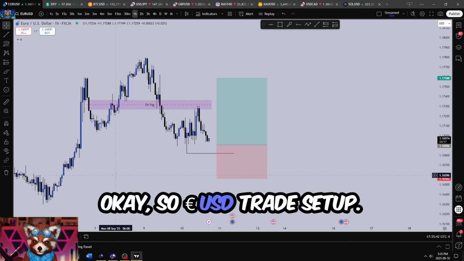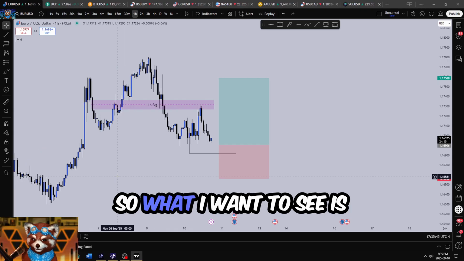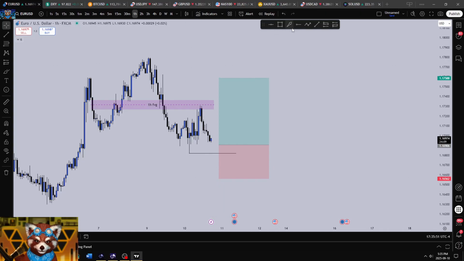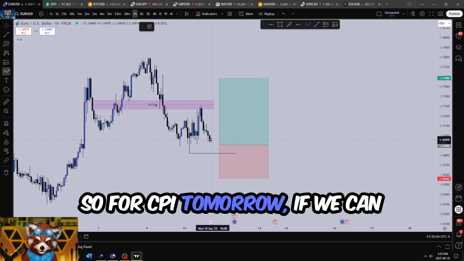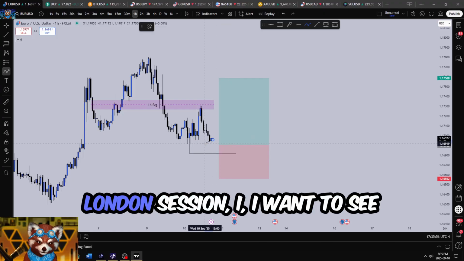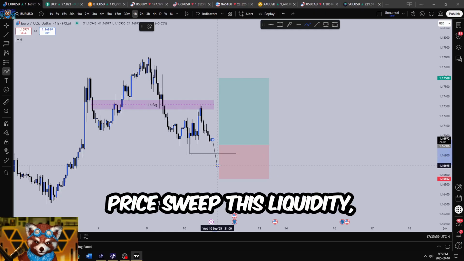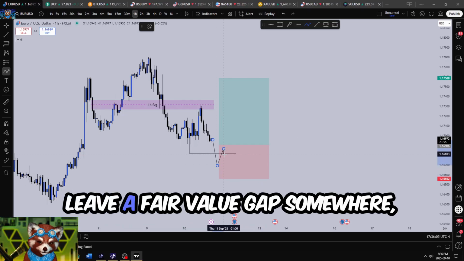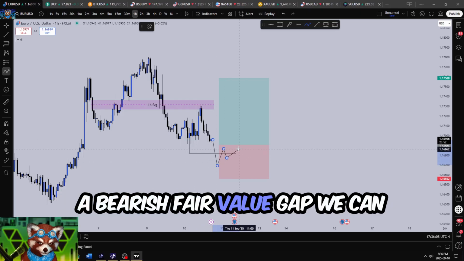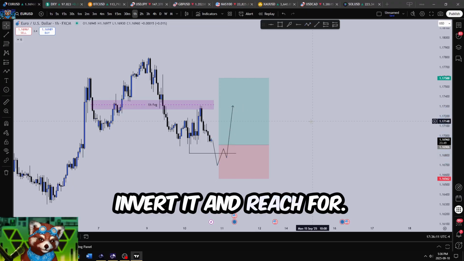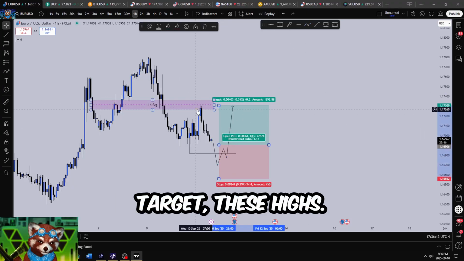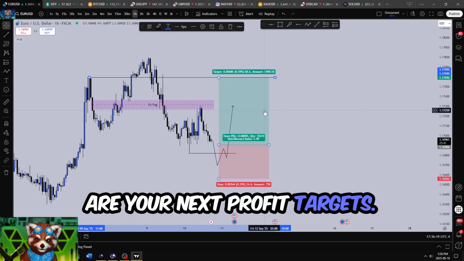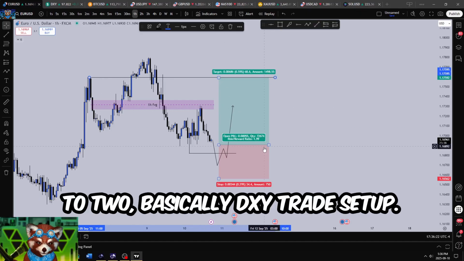Okay, so Euro USD trade setup. What I want to see is this liquidity right here to be swept. So for CPI tomorrow, if we can still consolidate throughout London session, I want to see price sweep this liquidity, possibly this liquidity here too. Leave a bearish fair value gap somewhere. We can invert it and reach for, this is your first profit target, these highs, and then I would say these are your next profit targets, and that would get you a 1 to 2 basically.